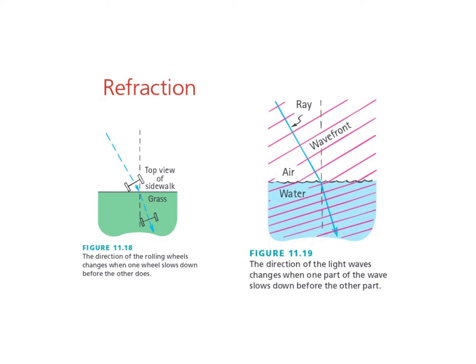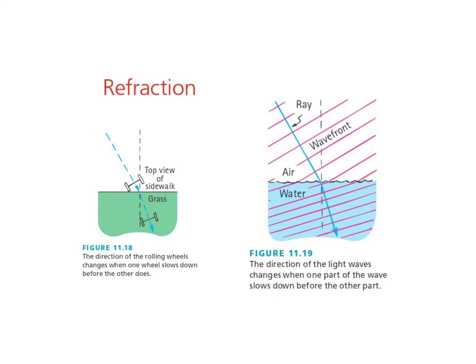Now, we can see a more practical picture of that. The ray of light here is coming in, and you can see the wavefronts, and the wavefronts are a little bit further apart because the wave's moving faster. And so what happens when the light wave travels into the water, it slows down.